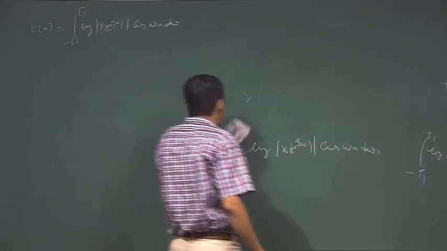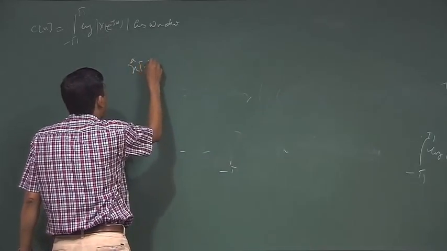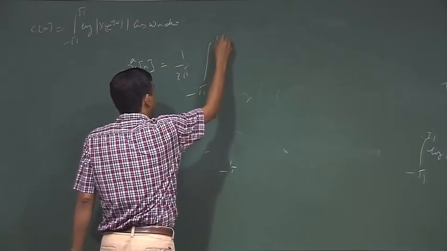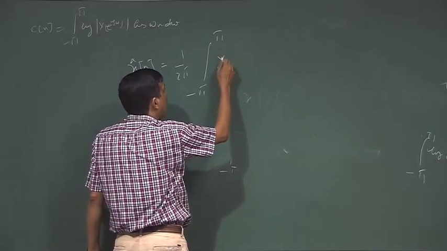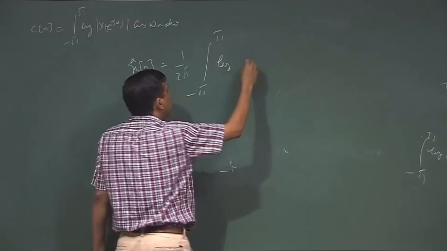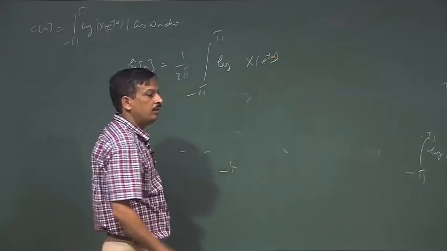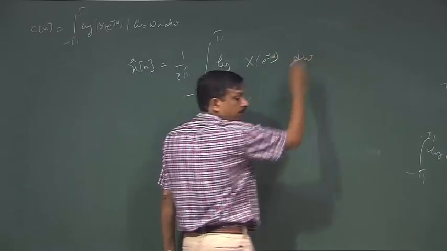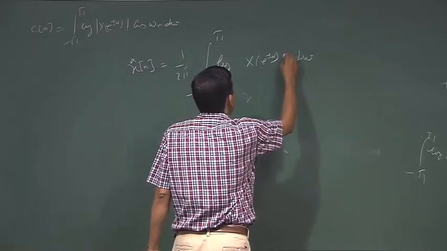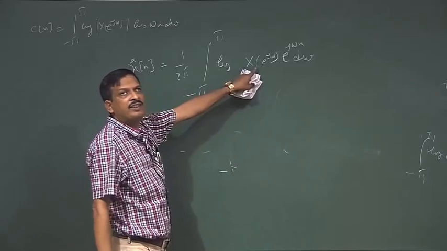Now, what is the complex spectrum? Now, the complex spectrum, if I say x cap n is my complex spectrum, it is nothing but 1 by 2 pi, minus pi to pi, of log of x of e to the power j omega, into e to the power j omega n d omega. Okay. Now, what is this? This is a complex function.